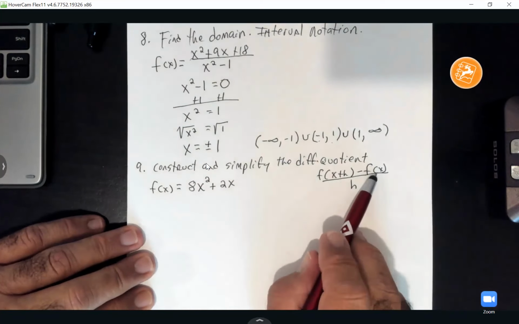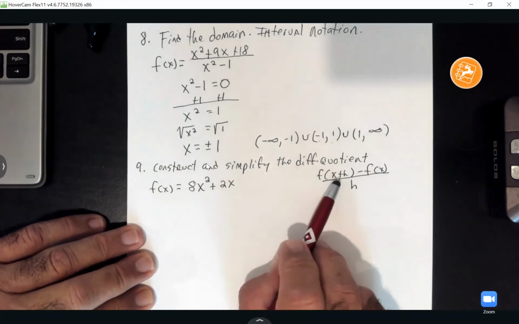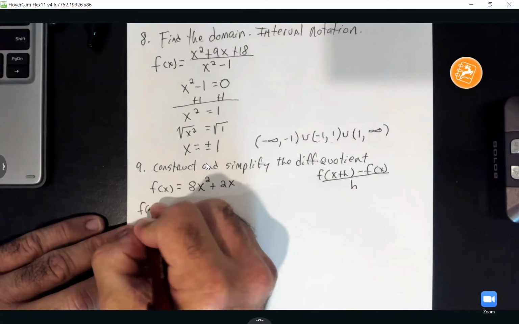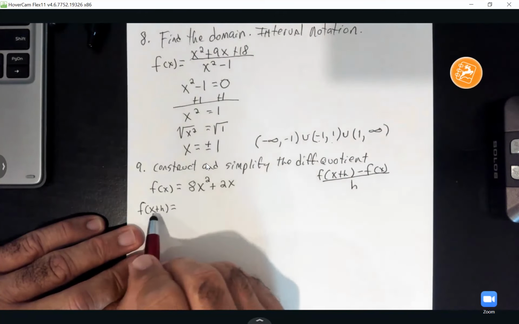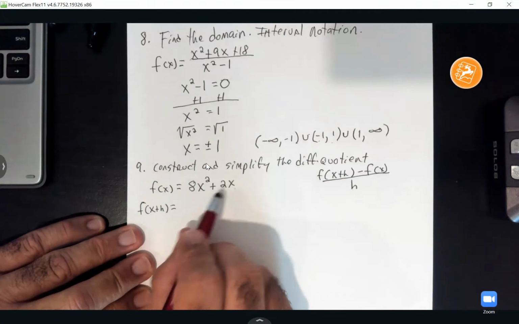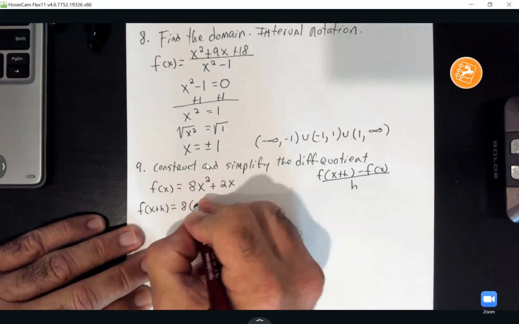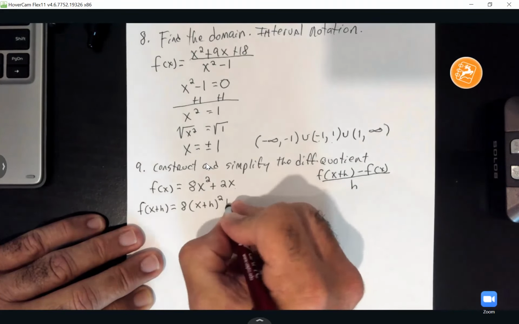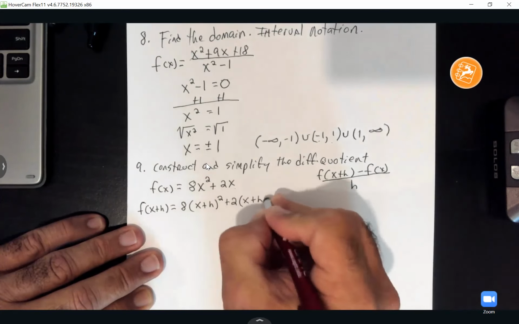So for this, we already got the f of x. The h is always on the bottom. So all we really got to find is the f of x plus h. So we're going to come over here and find f of x plus h. So that means put an x plus h in for both of these x's. So I'm going to have 8 times x plus h squared plus 2 times x plus h.